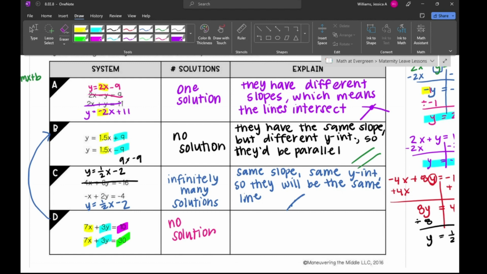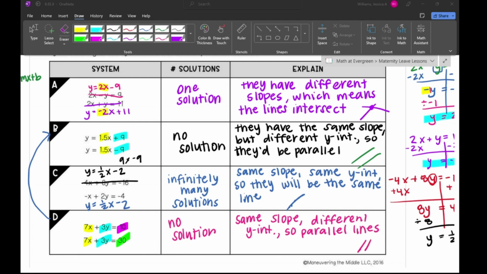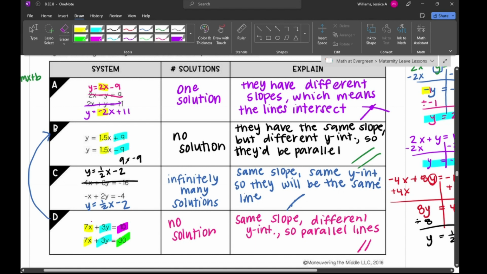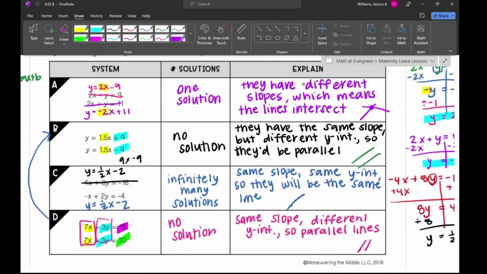Okay. And the reason is same slope, different y-intercept. So parallel lines. And again, the reason I see this is if I look at these x's, they're the same. These y's are the same. So that means that my slope is going to stay the same, but then I notice that that number without any variable is different, so they're not going to be the same. Okay.